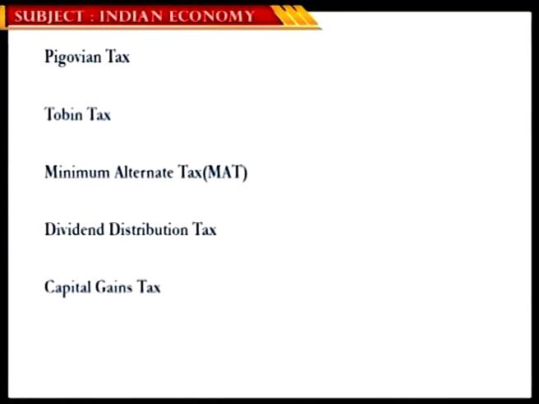Pigovian is the name of an economist who proposed this tax. A Pigovian tax is defined as a tax levied on negative externalities. So what is the meaning of negative externality? Externality refers to the impact of a person's action on the bystander. So this is how we define an externality.